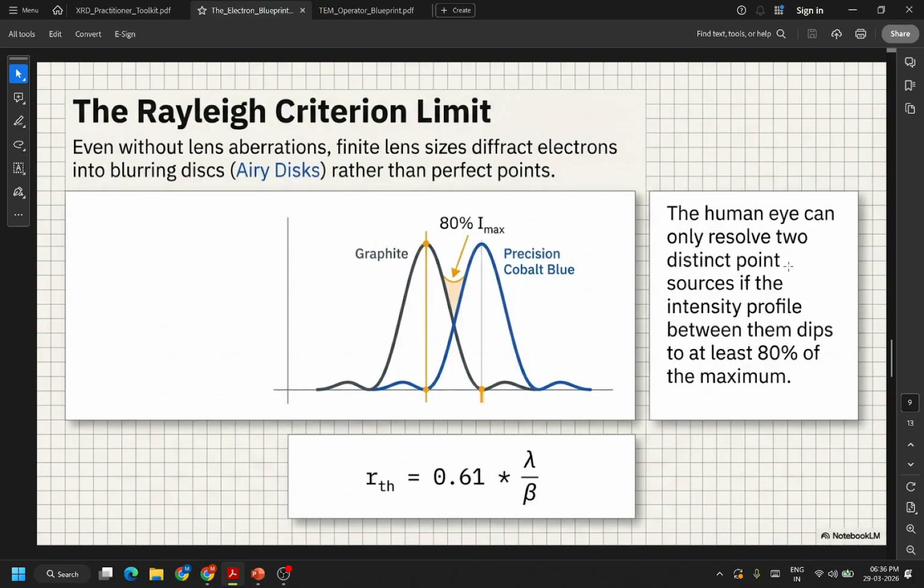So the Rayleigh criterion limit. Even without lens aberrations, finite lens sizes diffract electrons into blurry disks, Airy disks. So instead of perfect points, there are slight disks, which result in a Gaussian distribution. And the human eye can only resolve two distinct points if the intensity profile between them dips at least 80% of the maximum. And that is given as the Rayleigh criterion, 0.61 times lambda by beta.